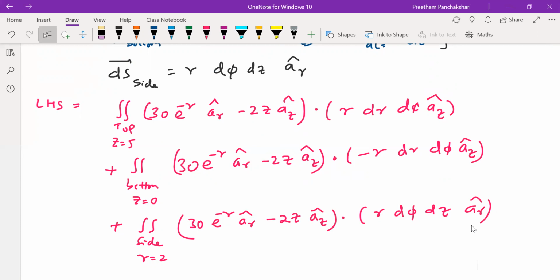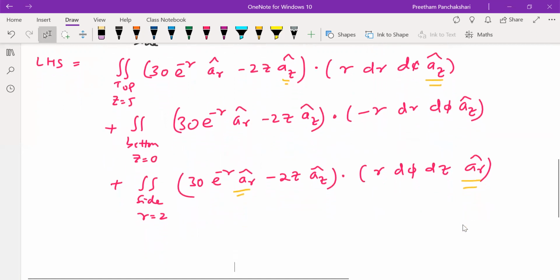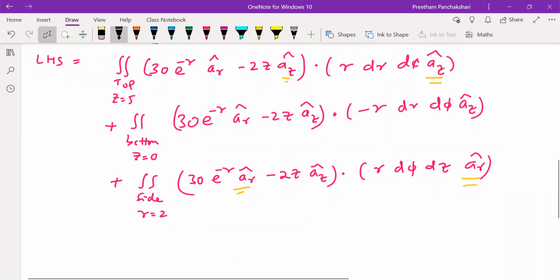So we shall now perform the dot product here. In the second term, we have a cap z. A cap z dot a cap z is 1. A cap z dot a cap r is 0. So the first product goes to 0. The same thing happens in the second integral also. In the third integral, a cap r dot a cap r, the first term will be retained. The second term goes to 0, as a cap z dot a cap r is 0. So we now get simplified terms here.